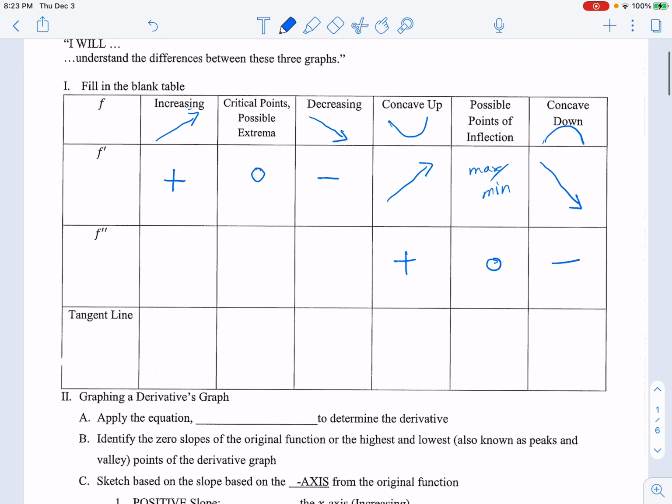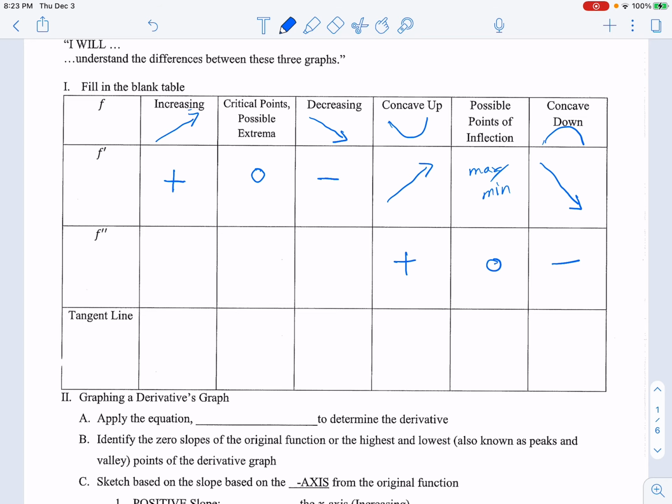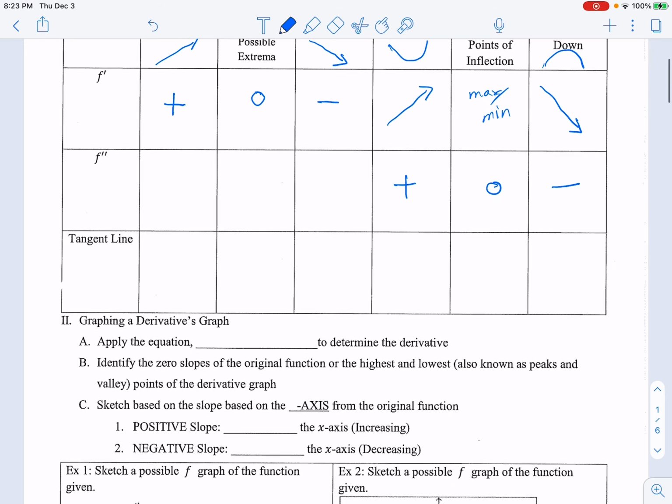The tangent line doesn't really fit in here very well, okay? I'm not sure why that's on there. So we'll come back if I can ever figure it out, okay?